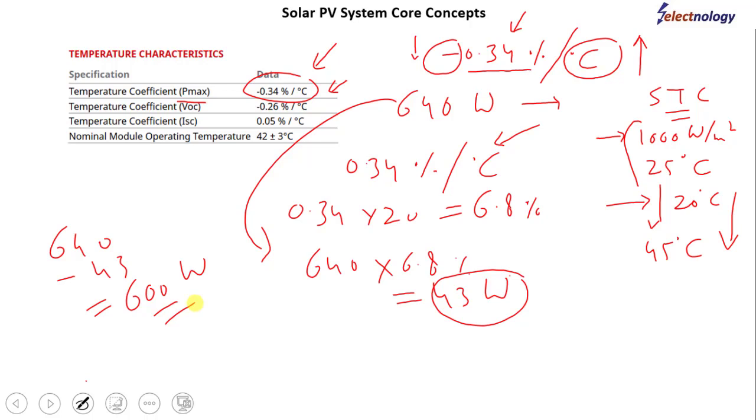Similarly, the temperature coefficient for the open circuit voltage is also given. This also has a negative sign, okay. This means that the open circuit voltage shall decrease by 0.26% for every increase in degree centigrade of temperature of the PV module, and this can also be found out in a similar fashion as we have just done for the power.